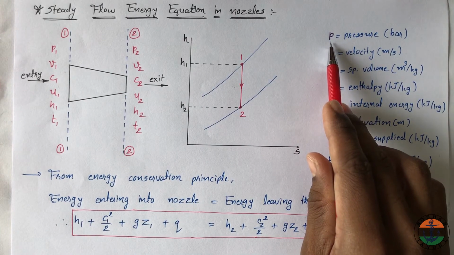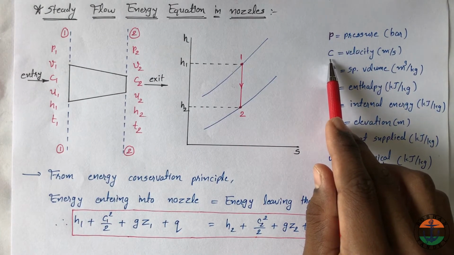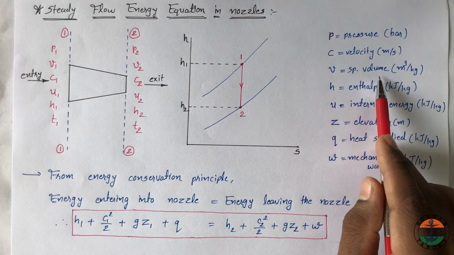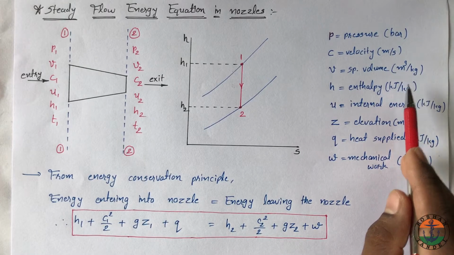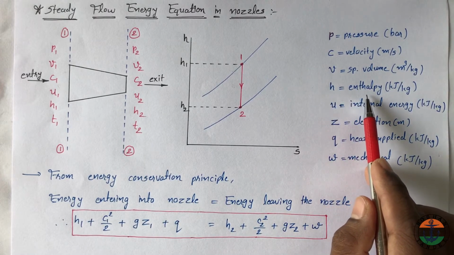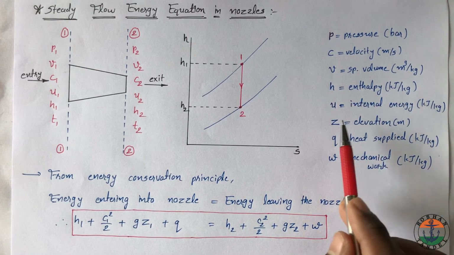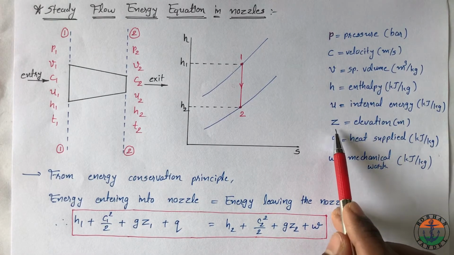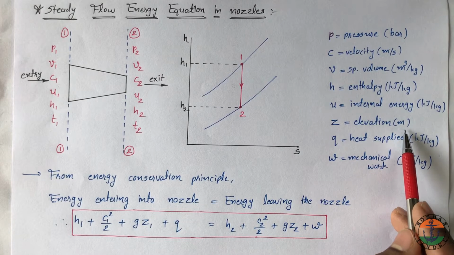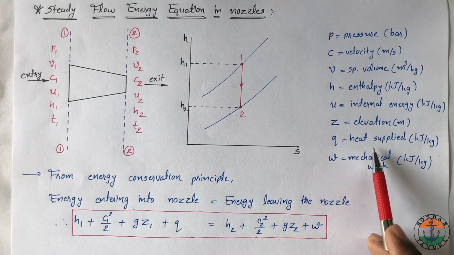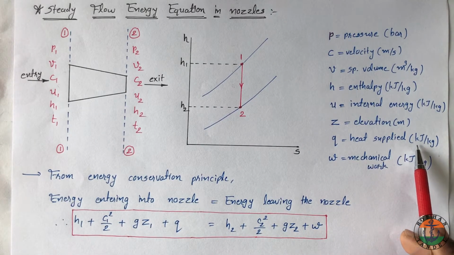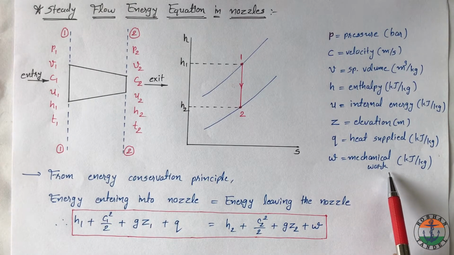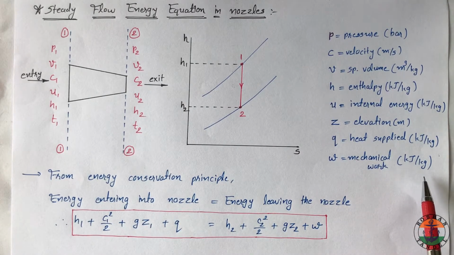Small p is the pressure. Capital C is velocity in meter per second. Small v is specific volume in meter cube per kg. H is enthalpy in kilojoule per kg. U is internal energy in kilojoule per kg. Z is elevation in meter. Q is heat supplied to the system in kilojoule per kg. W is the mechanical work from the system in kilojoule per kg.